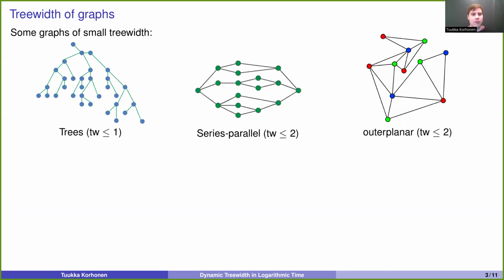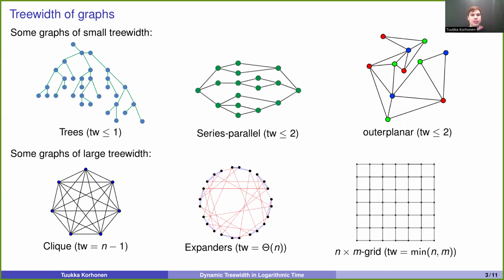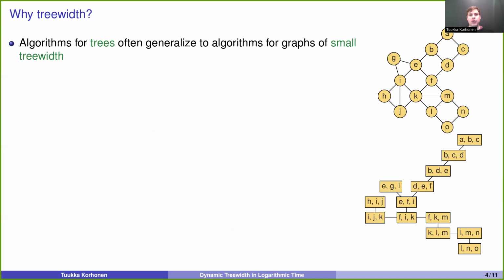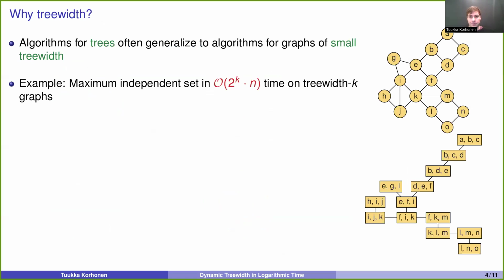Yeah, so some graphs of small treewidth include trees and series parallel graphs and outerplanar graphs, while some graphs of large treewidth include the cliques or expander graphs or n times m grids. Okay. And why we care about treewidth is that algorithms for trees often generalize to algorithms for graphs of small treewidth. So, for example, on graphs of treewidth k, we can solve the maximum independent set problem in time 2 to the k times n. So you can think in trees, you can solve maximum independent set in various ways, and this generalizes to graphs of constant or small treewidth.